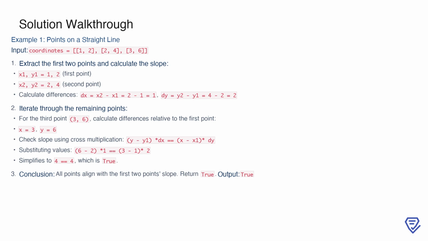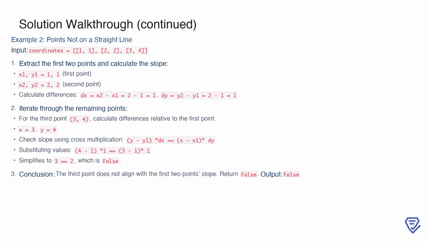The x difference is 3 minus 1, and the y difference is 6 minus 2. Using cross-multiplication, we check if y1 multiplied by dx equals x1 multiplied by dy. Substituting the values, we get 4 times 1 equals 2 times 2. This simplifies to 4 equals 4, which is true. Since all points maintain the same slope, the points are on a straight line, and we return true.